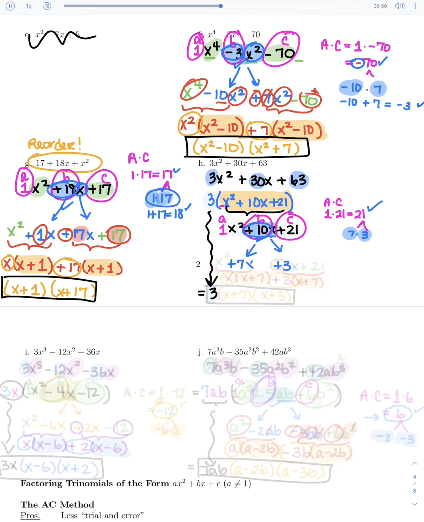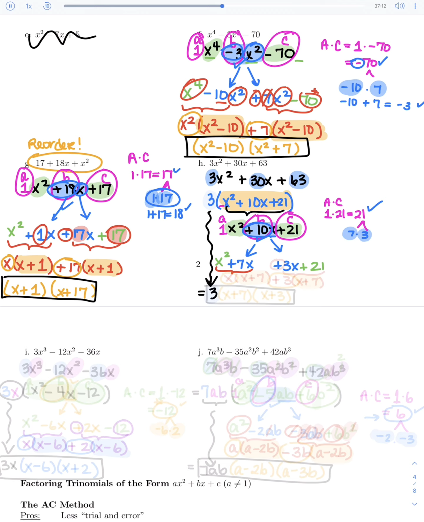Again, they had x's before, so when I split it up, they'll both have x's. And then my first term stays the same, the x squared, and my last term, the 21, will stay the same. So I can just bring those down. I can bring down my x squared and my 21. Now I've got 4 terms, so I need to do my grouping.